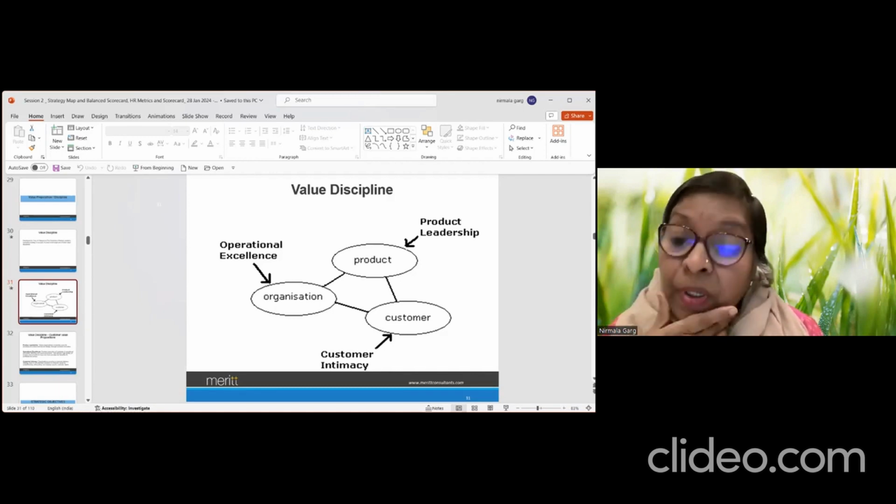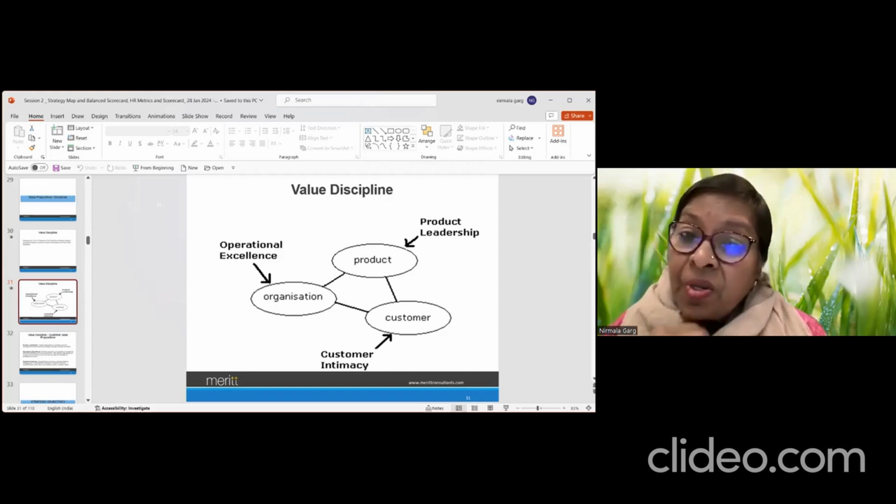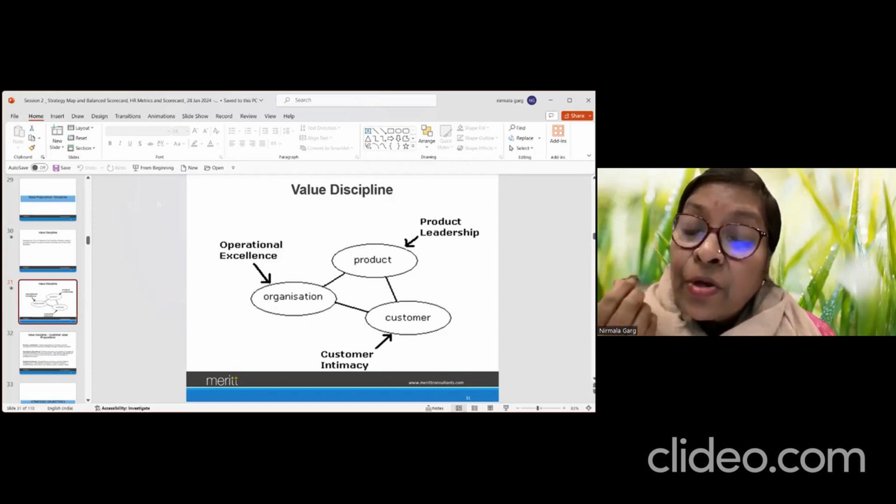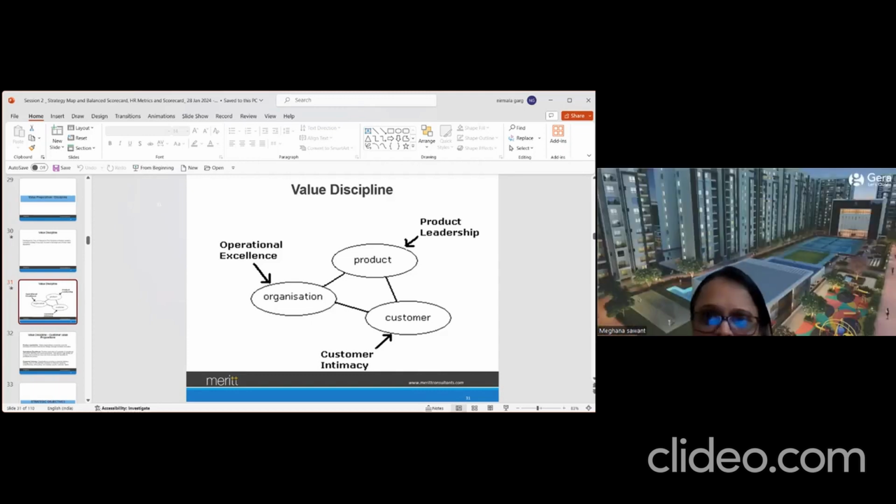So companies like Google and Microsoft are product leaders. When you are a product leader, what is the key competency you are looking at across the organization? Innovation, creativity. Do you agree? Yes or no?